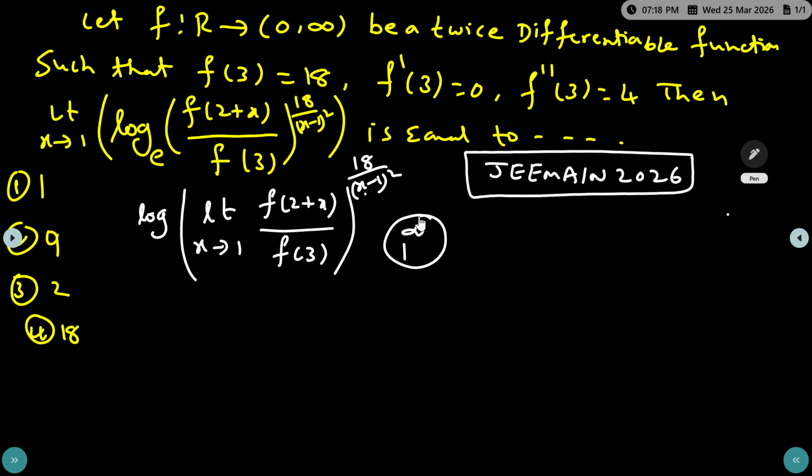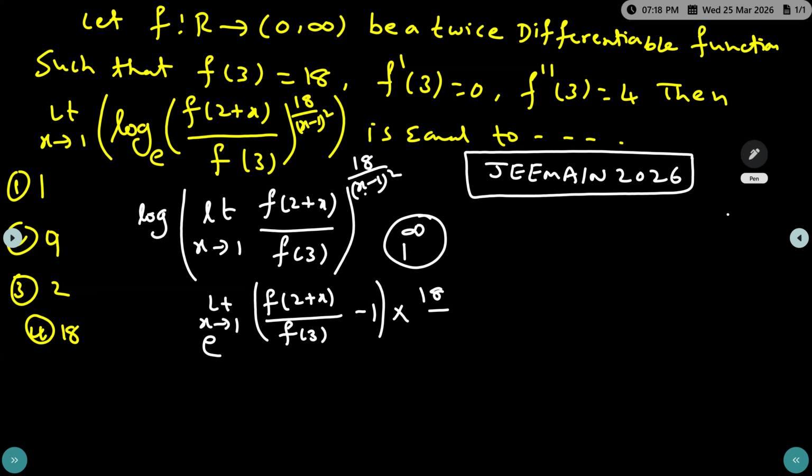First you raise the question to e power. Okay, so the log stays as it is outside. Inside, the question is raised to e power, e power limit x tends to 1, f of 2 plus x by f of 3 minus 1, into 18 by (x minus 1) whole square. This is the procedure for 1 power infinity.